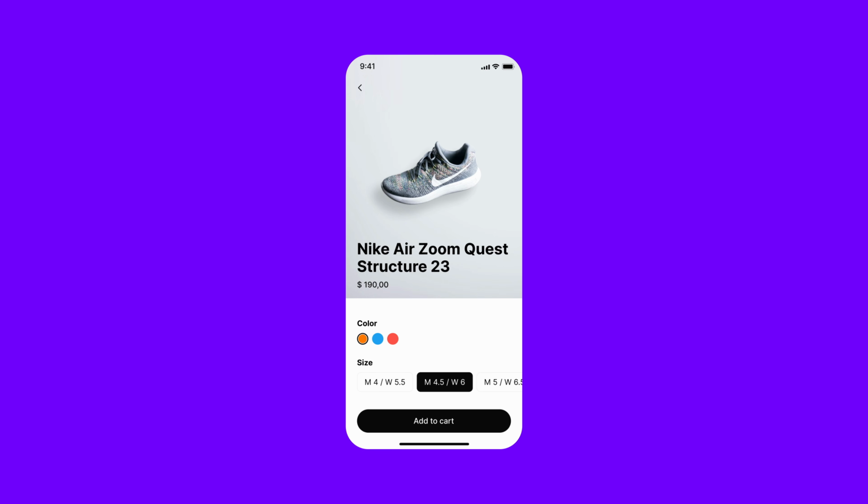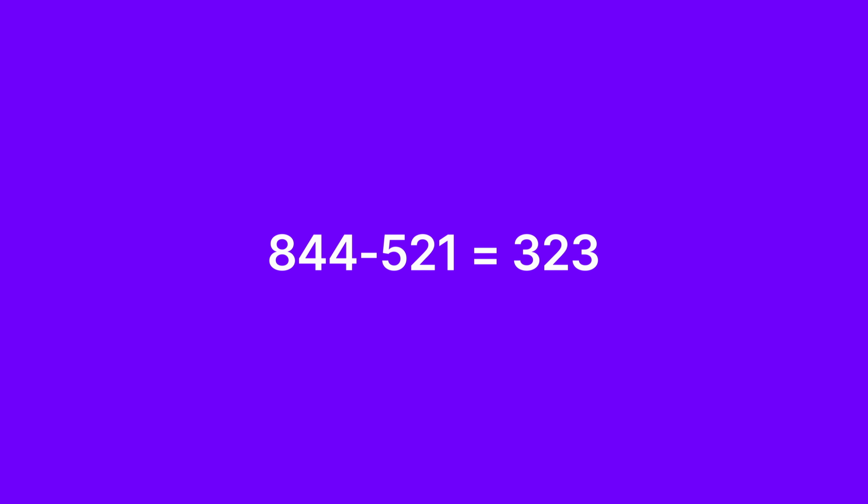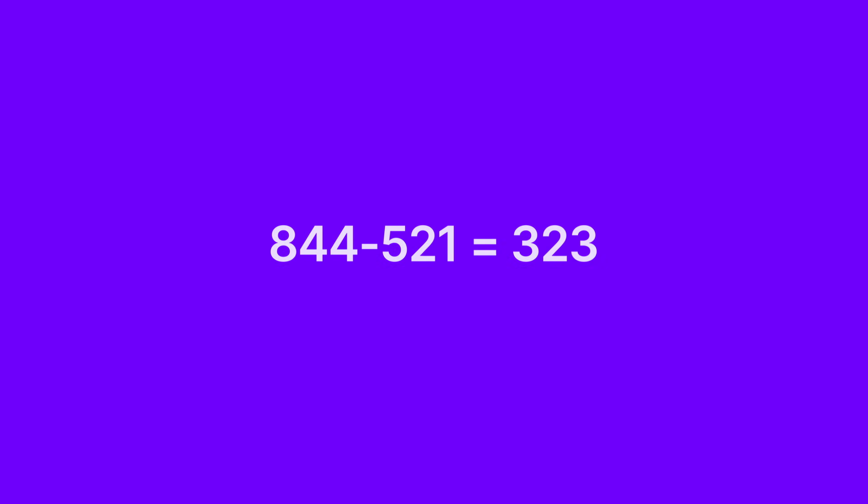Now consider this app as another example. If you want to use the golden ratio to create a good composition, we can divide the screen's height by the golden ratio to get the height value for the top part, and now 844 minus 521 would be 323 for the bottom part. It's that simple.